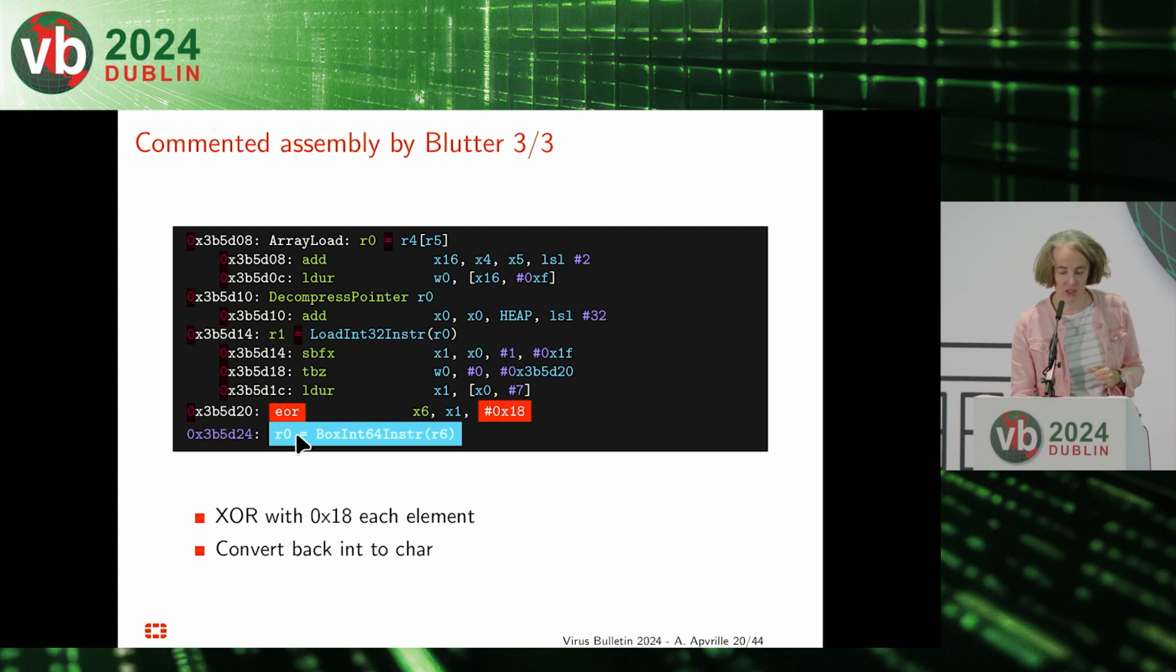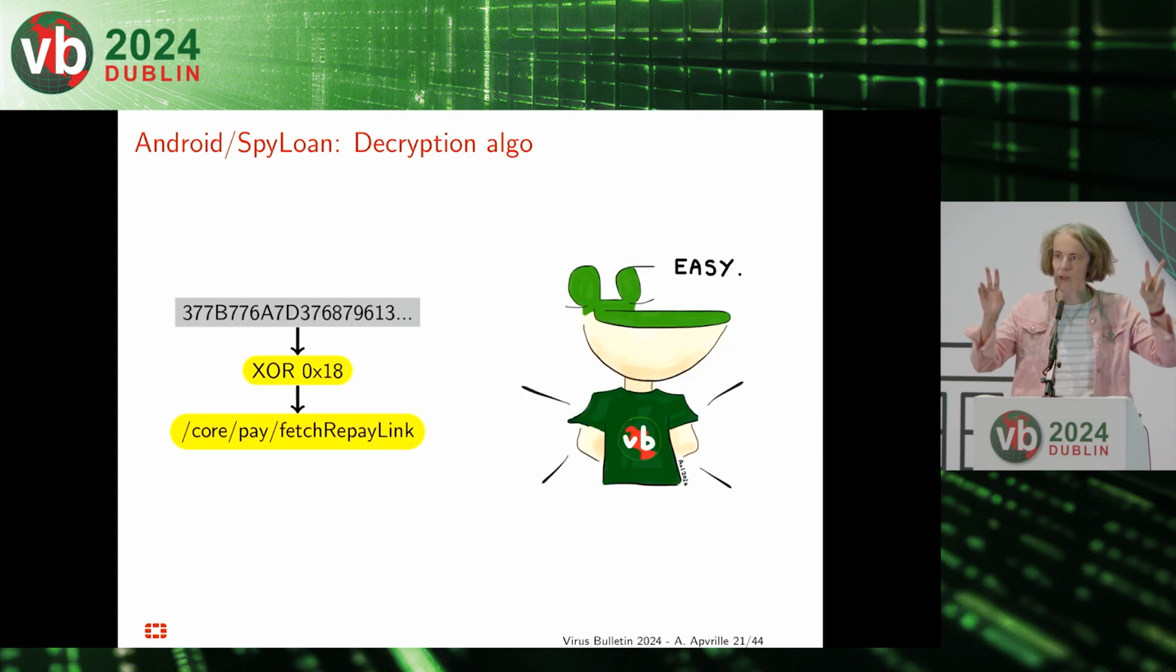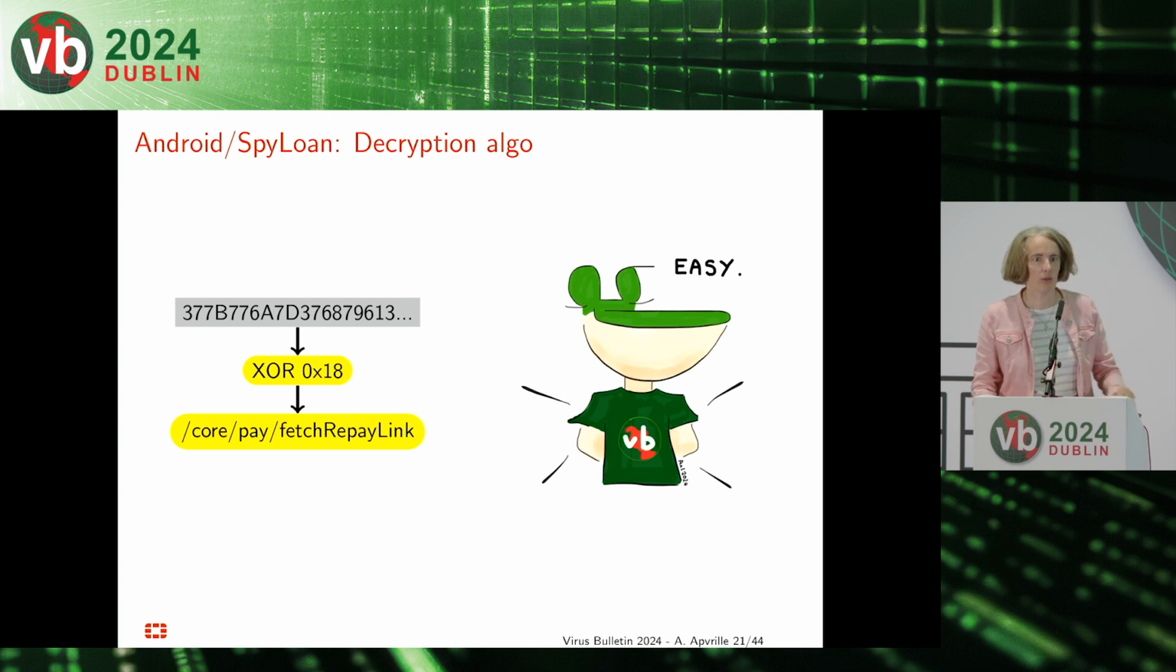Then we have an instruction, EOR, so this one is the XOR instruction in ARM. And we see that we are doing an XOR with a hard-coded key, which is 18. And then we are converting back our integer to a character. And there you go, you've reverted, hooray, your first encryption algorithm in Flutter. And it's pretty simple, fortunately for us. Basically, you take that kind of encrypted string and you do an XOR with 18 on it, and you will get this part of the URL.